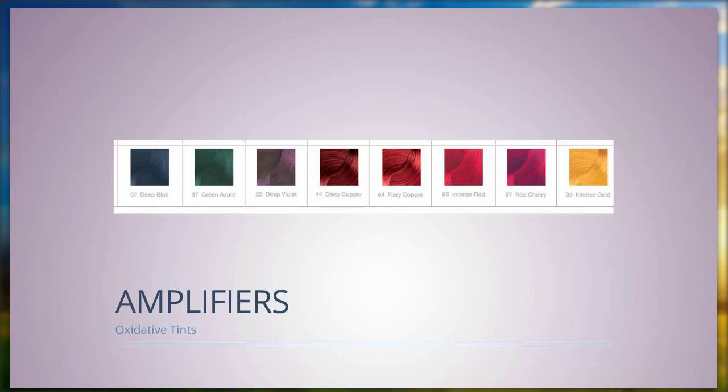07 is our deep blue amplifier. 37 is our green amplifier. 22 is our violet. 44 is a copper or deep copper. 64 is a fiery copper, which is a red copper. 66 is an intense red. 67, we call it red cherry, but it's red with blue in it. And 33 is an intense gold.